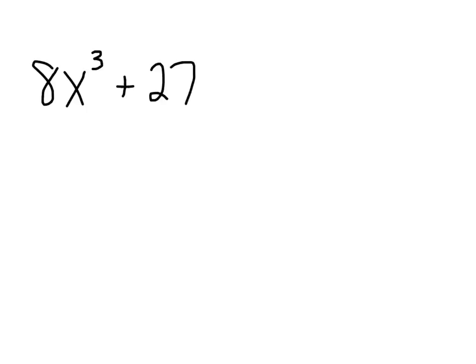Okay, first thing I'm going to look at on that one is, is there anything you can take out of all two terms? No. But I've got an 8 in the front with an x cubed. The x cubed is the part that is supposed to help you trigger that, hey, this is probably a formula. What number cubed is 8? 2. 2 times 2 is 4, times 2 is 8. So this is really like saying 2 cubed, x cubed. And what number cubed is 27? 3.